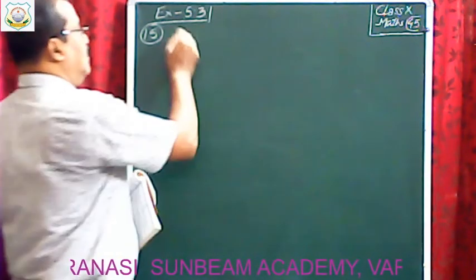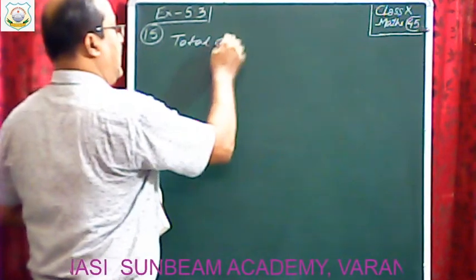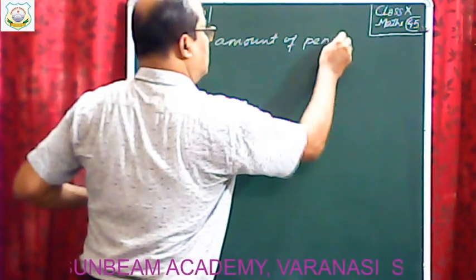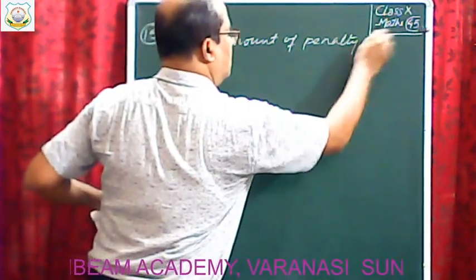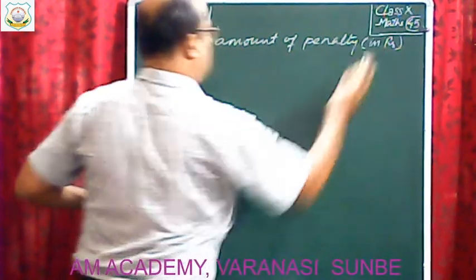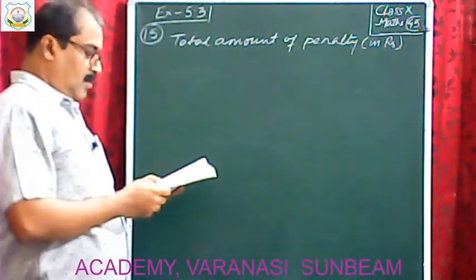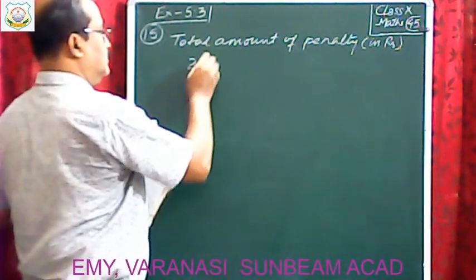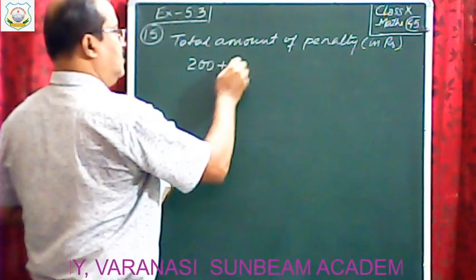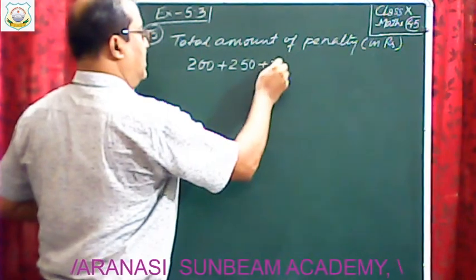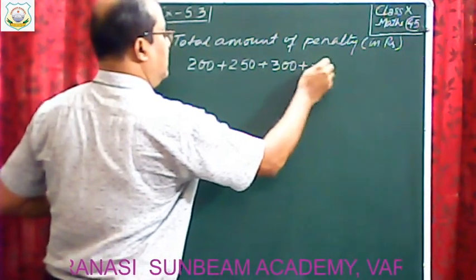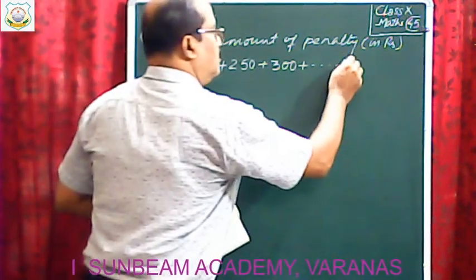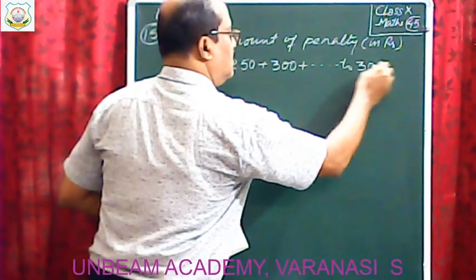What is the total amount of penalty in rupees? The amount of penalty for the first day is 200, plus second day 250, third day 300. In this way, how many days? 30 days.